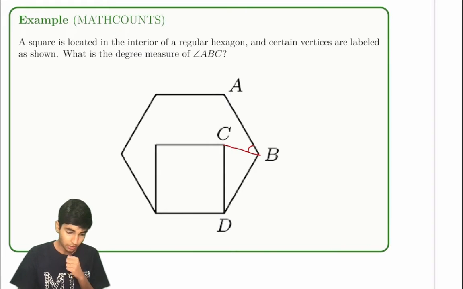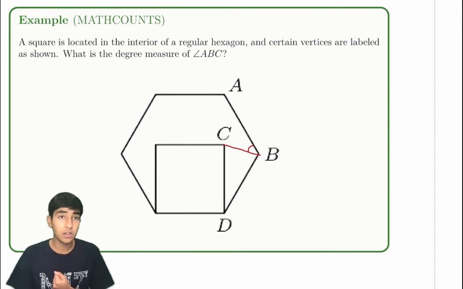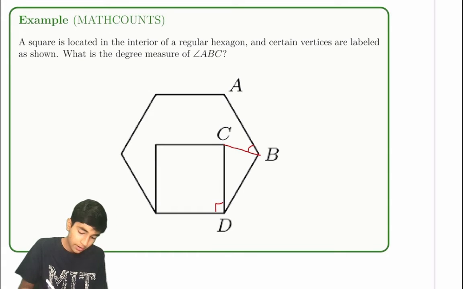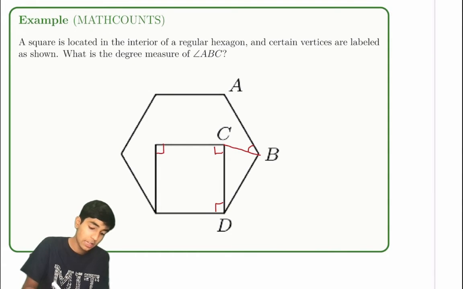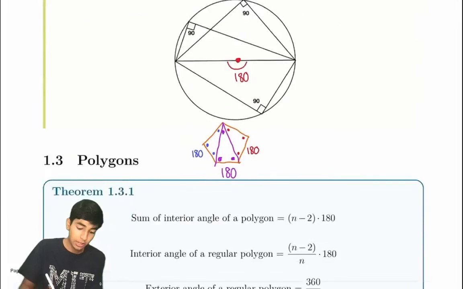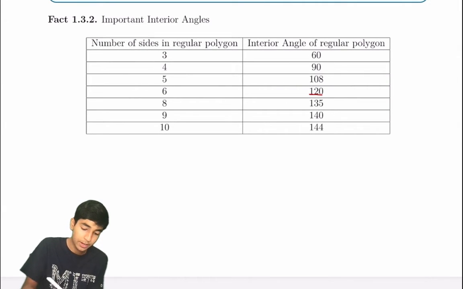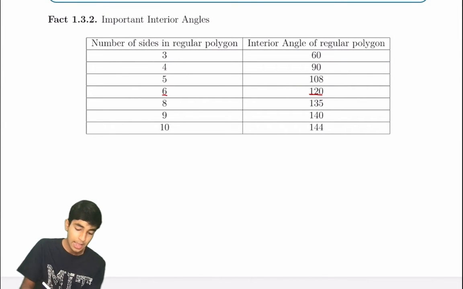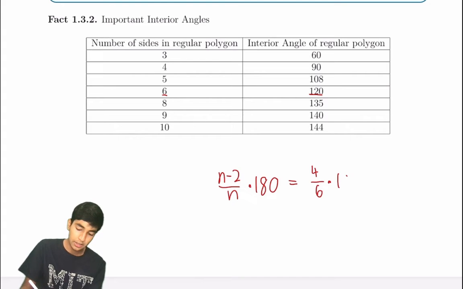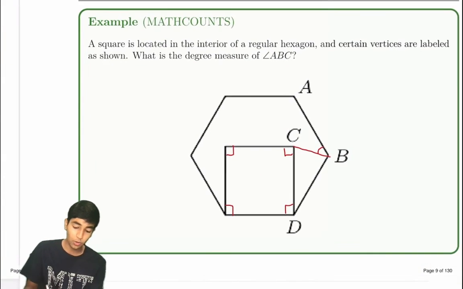Okay, so we've got a square, we've got a hexagon. They're both regular, right? A square is a regular quadrilateral. So let's see, what are the angles we know? We know a square, which is a regular quadrilateral, has 4 angles of 90 degrees. And for the hexagon, you can just look at this table to see 6 is 120, or you can just apply the formula (n minus 2) over n times 180, which for 6 is 4 over 6 times 180, which is 2/3 of 180, or 120. So in a regular hexagon, each angle is 120 degrees.